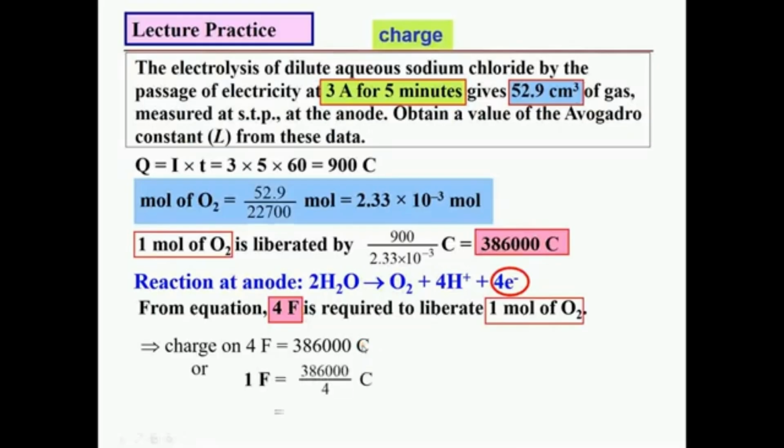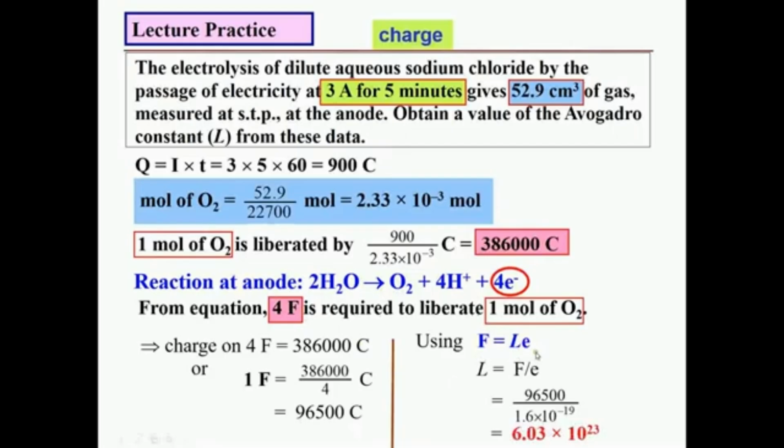So the charge on 1 Faraday will be 386,000 divided by 4, which gives us a value of 96,500 coulomb. Using the relation F equals L times E, L equals F over E, F is this value here, divided by the charge on 1 electron, and that gives us a value of 6.03 times 10 to the power 23.